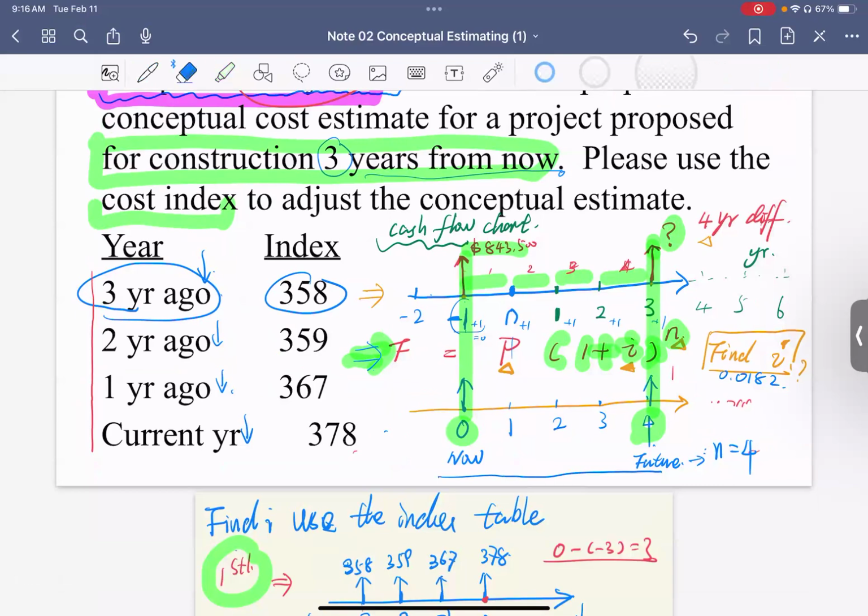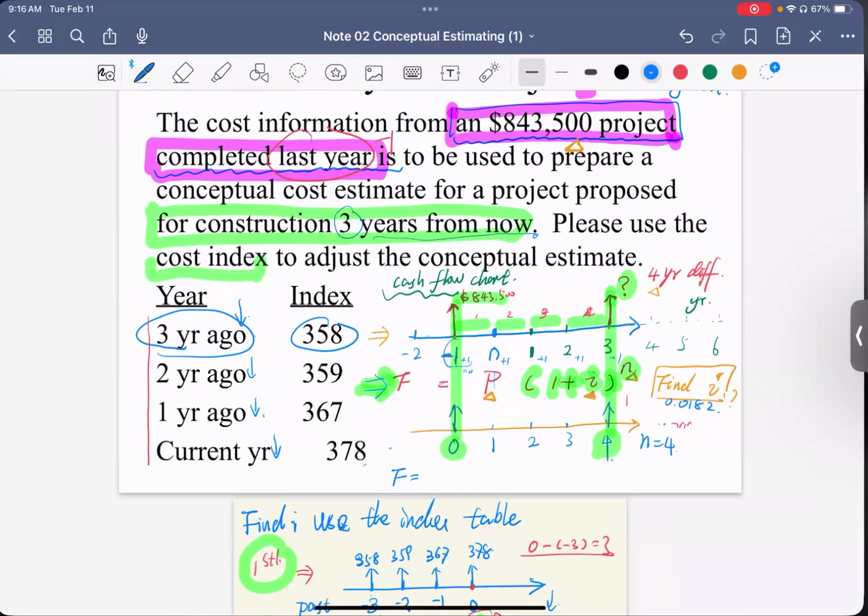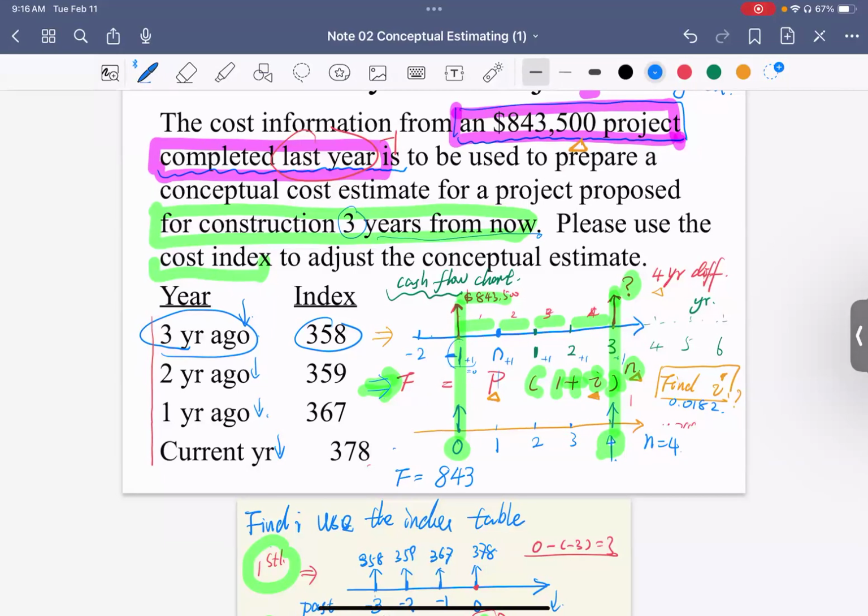I'm going to remove this one here. And we know our n is equal to 4. So your future project value will be your current one. The current one is 8433500, and 1 plus i is equal to 0.0182, n is equal to 4. That number will be your final result. Any questions here?